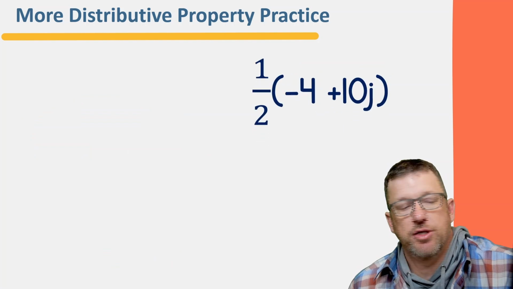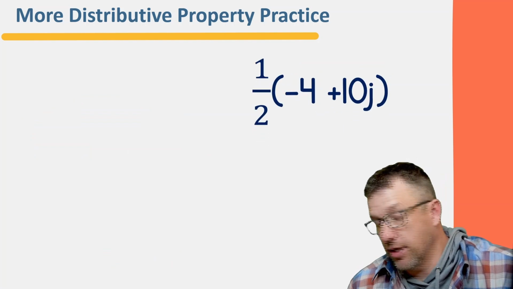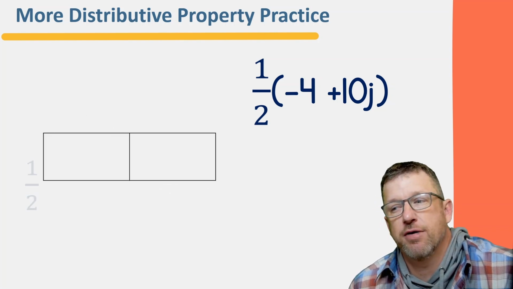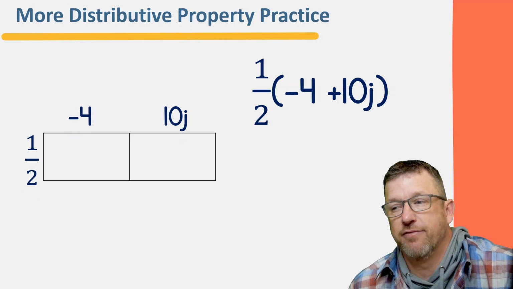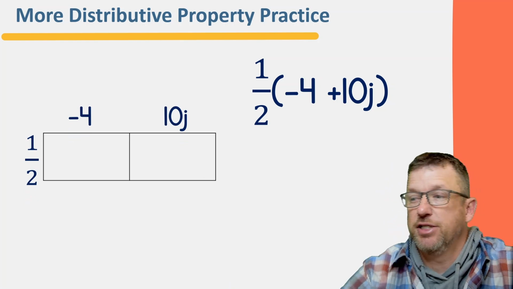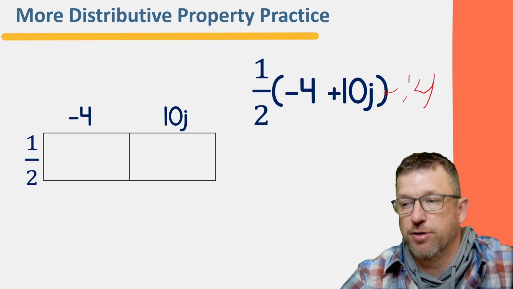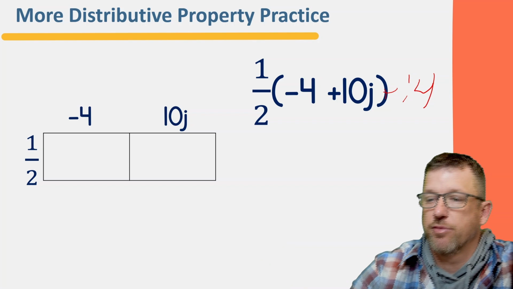And now we finally do one with fractions. And everyone sees fractions, they're like, oh my gosh, the world is changing. We can't. Same process. Put down your area model. Put the 1/2 on the side. Put the other 2 values on the top. And if there were 3 values, if it said plus 10j plus 14 plus 7j, you would just put more and more squares there so you could distribute them throughout.